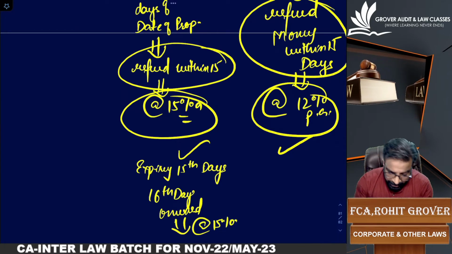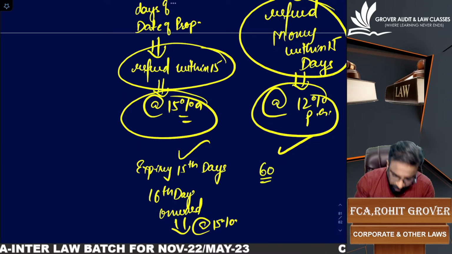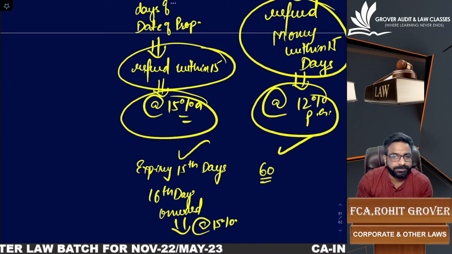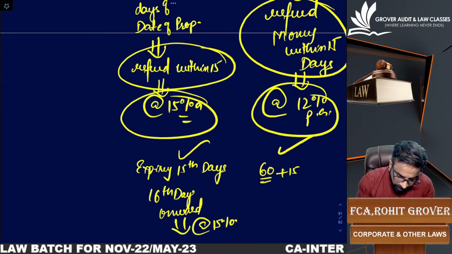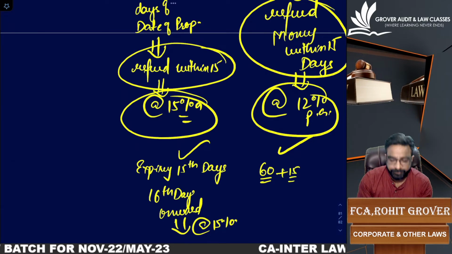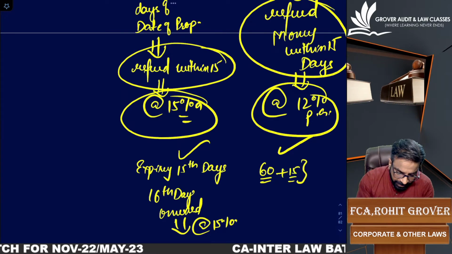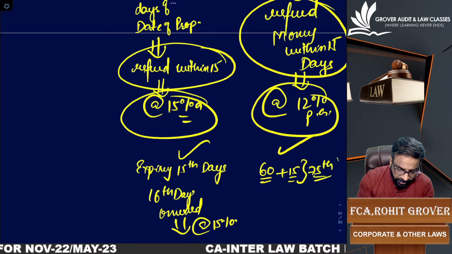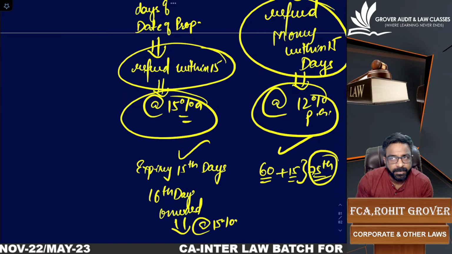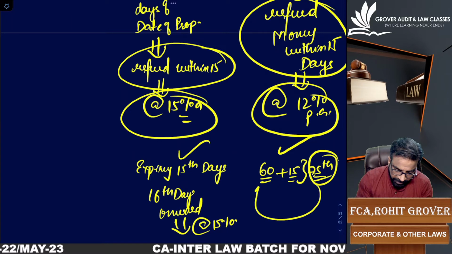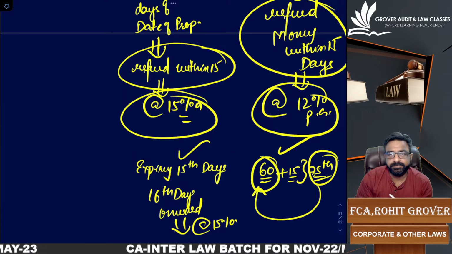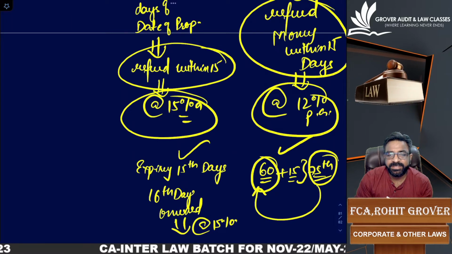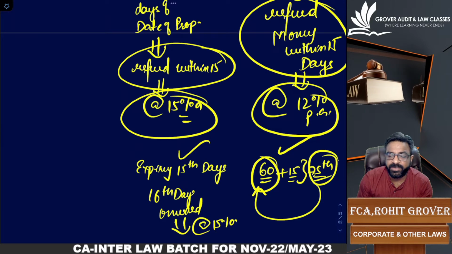Now here in the private placement, it is different. Here first, how many days are we taking to allot the shares? 60. How many days are we taking to refund the money? 15. So it means ideally it should start from the 75th day. Am I correct? Yes, sir. But here it is starting from the expiry of what? The 60th day.